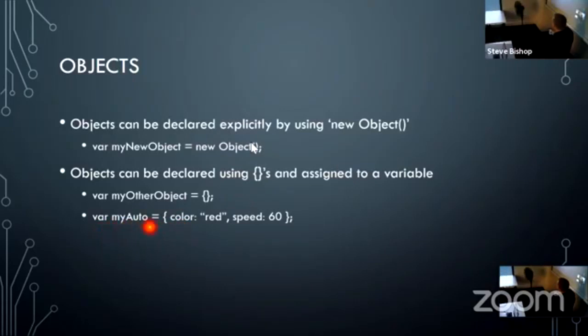Var myAuto is assigned this object here, where the color property is red and the speed property is 60. So these are property declarations inside of where I'm creating my object. So I'm creating a variable, myAuto, I'm assigning it this new object. It has two properties, a color and a speed. The value of the color is red, the value of speed is 60.